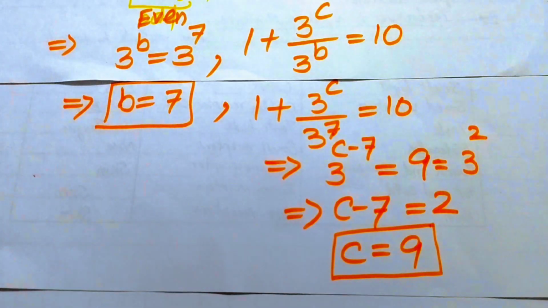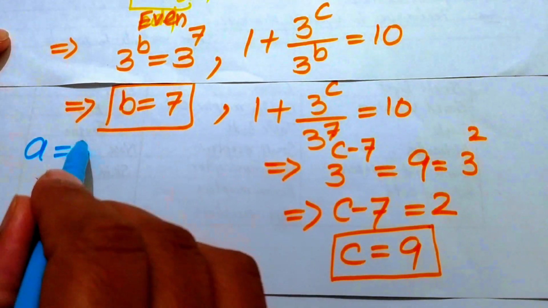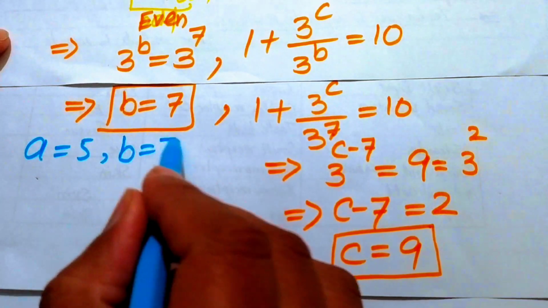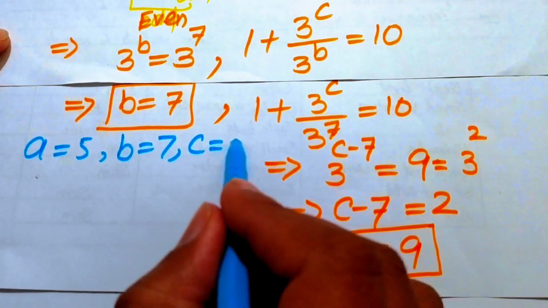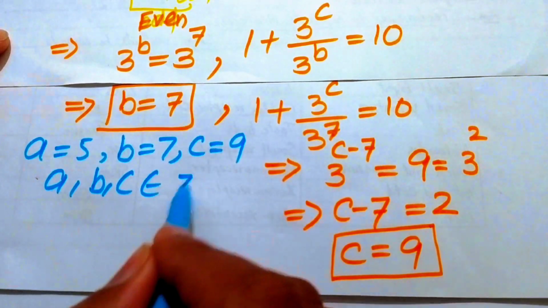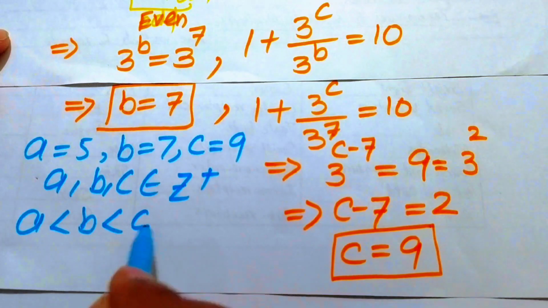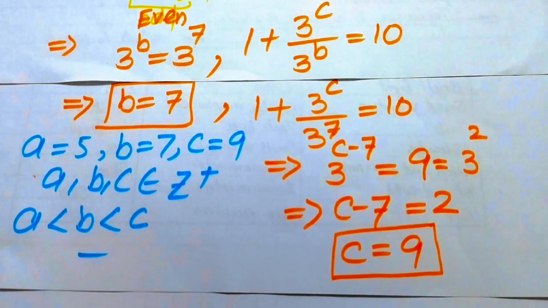So here you see that all these three values of a, b and c: the value of a is 5, the value of b is 7, the value of c is 9. So all these three values belong to positive integers, and you also know that a is less than b is less than c. So all the conditions are fulfilled.